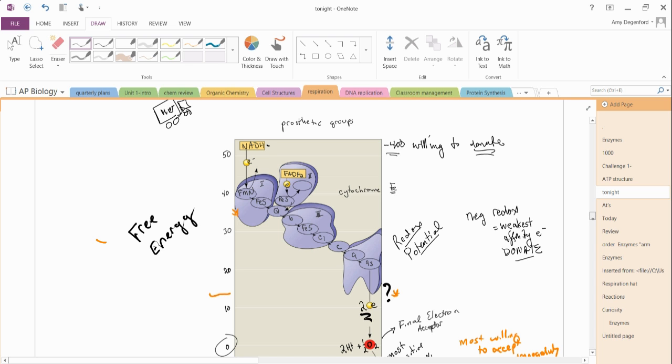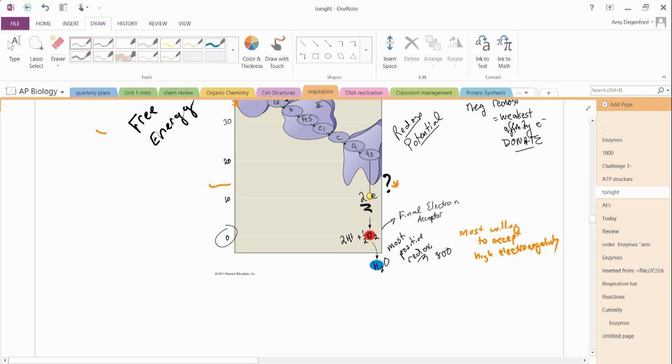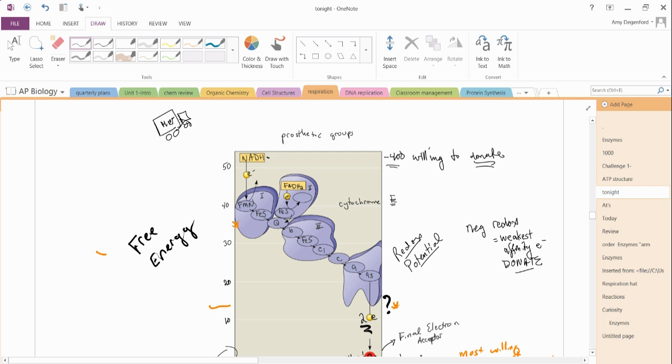Down here on the bottom, it would be positive 800. That's the most positive redox potential, and this represents it being most willing to accept. It's the high electronegativity. And notice we're looking at oxygen, which has both the lowest energy and also the highest redox potential. So that's kind of an explanation of this graph.